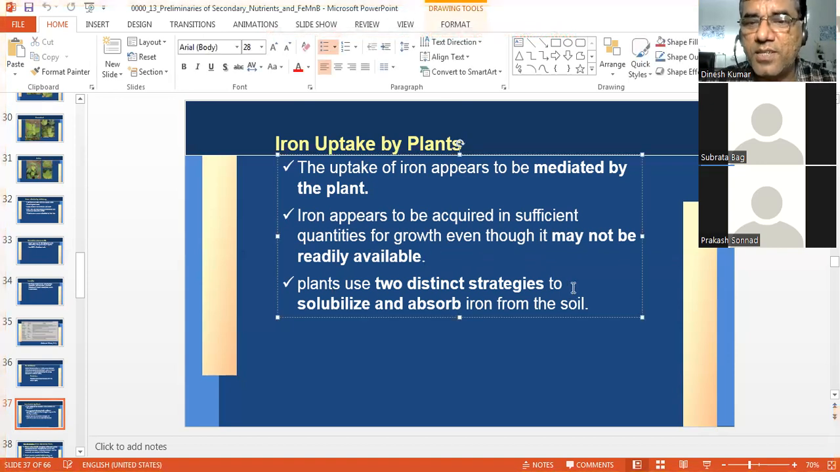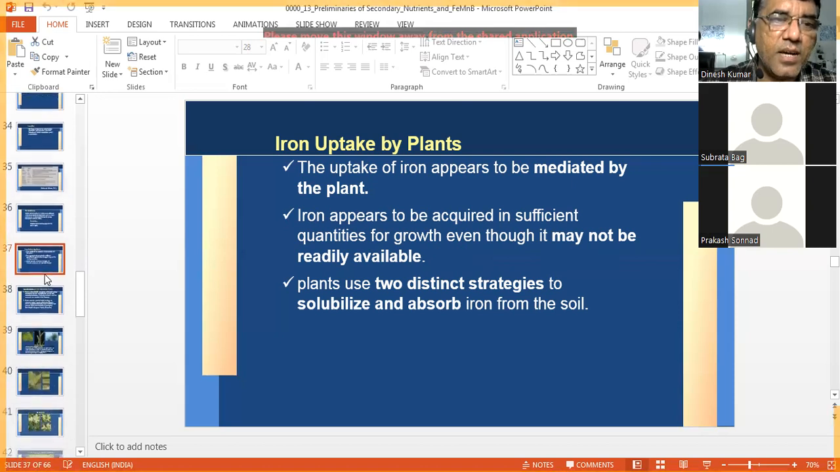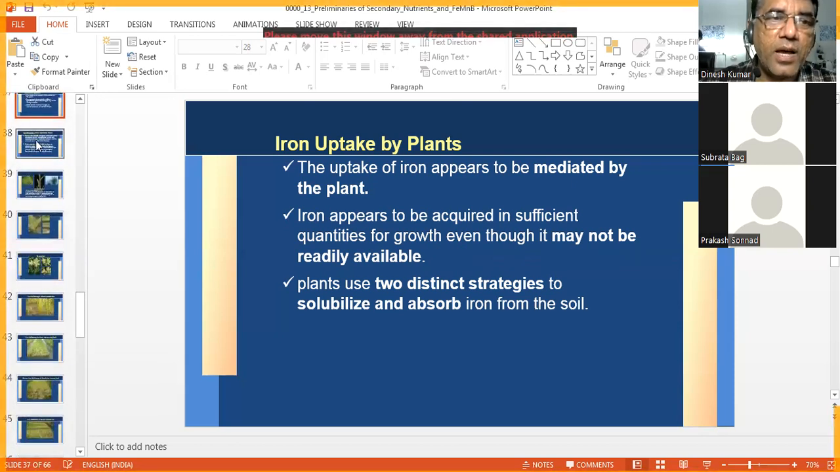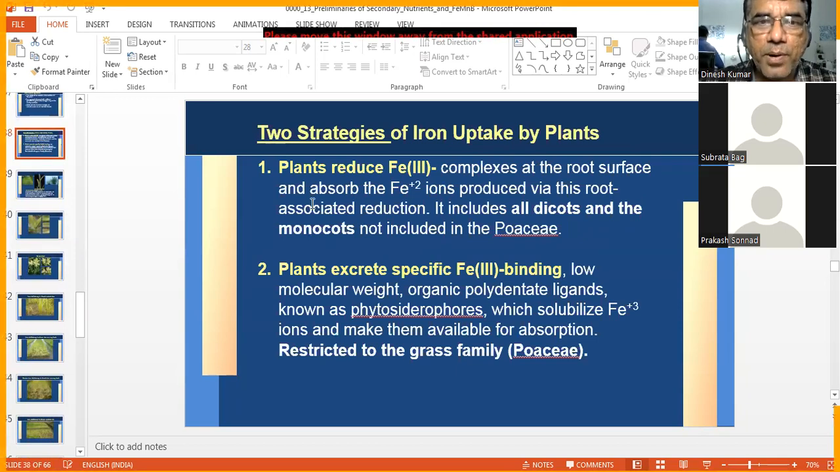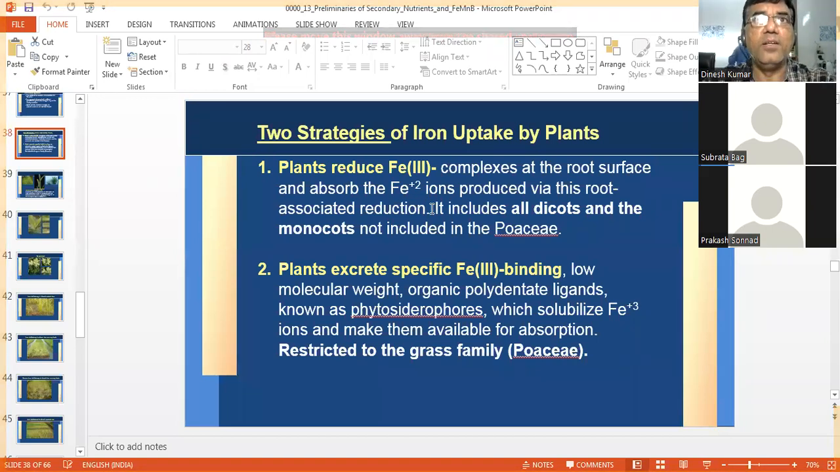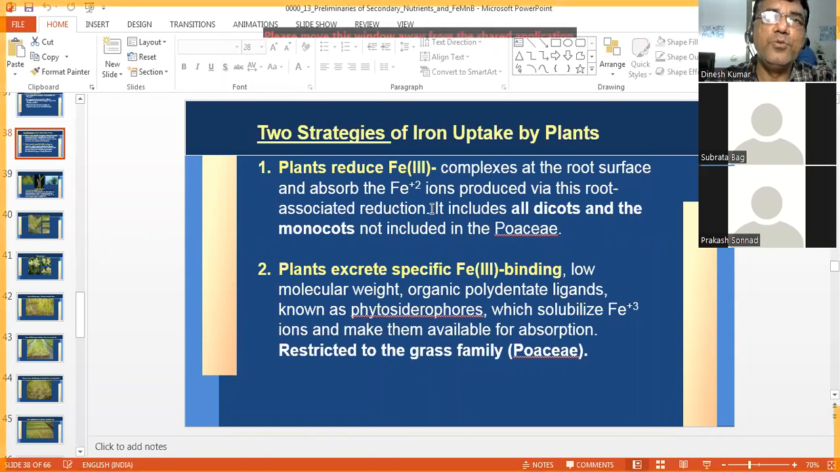Plants use two distinct strategies to solubilize and absorb iron from the soil. One is that the plant reduces ferric iron. It complexes at the root surface and absorbs the ferrous iron produced by the root-associated reduction. So the root will help to reduce the ferric to ferrous. This may be possible in plants which are iron use efficient, or varieties which are iron use efficient.